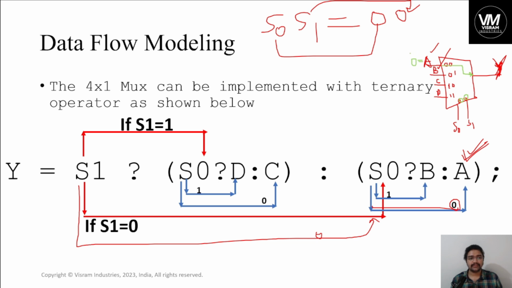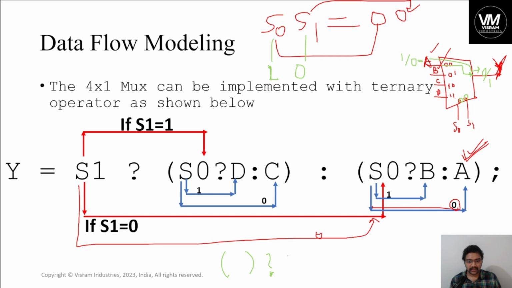Or if it is 1, you get 0 or 1. Whatever the data is sitting in A goes to Y because the selections are 0 0. And by this you can also try what happens if S0 and S1 are 1 0. Try it out yourself and then come back to me if you don't understand this ternary operator. So this is how the syntax is written.